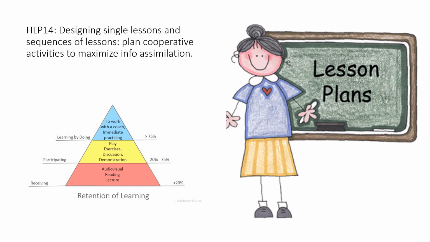Moving on to LHP 14, designing single lessons and sequences of lessons: how to plan cooperative activities to maximize information assimilation. Planning lessons is one of the most challenging facets of teaching, and it has a strong impact both on the quality of teaching and learning, but also on the behavior in the classroom. Usually teachers plan lessons and sequences of lessons around a concept that they want students to grasp. The lessons should be organized in a way that helps gradation of the learning from a subcategory of the concept to the whole concept. The sequences of lessons need to be coherent and maintain the focus on the main subject so as to create a continuum.